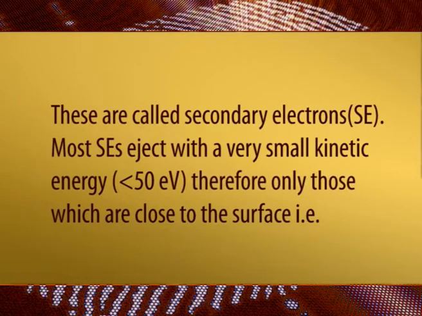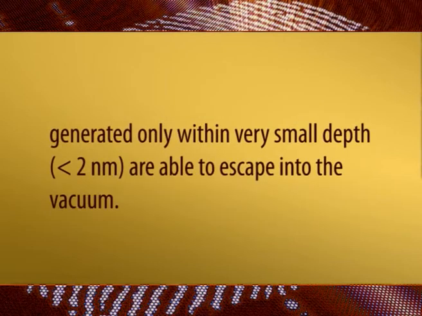Most secondary electrons eject with a very small kinetic energy, that is below 50 electron volts. Therefore, only those which are close to the surface, that is generated only within a very small depth, are able to escape into the vacuum. Due to this reason, SEs are utilized by SEM imaging to study topography of the specimen. The secondary electron coefficient is calculated as the average number of secondary electrons produced per primary electron.